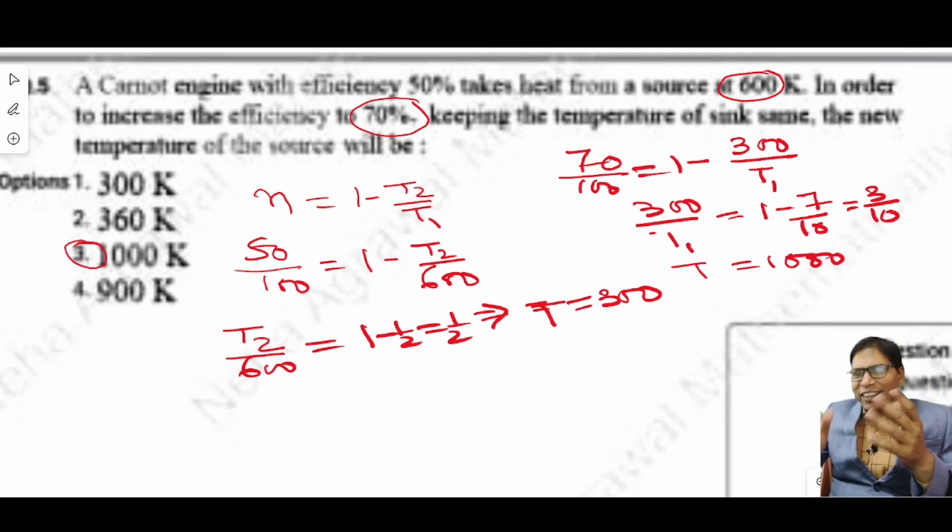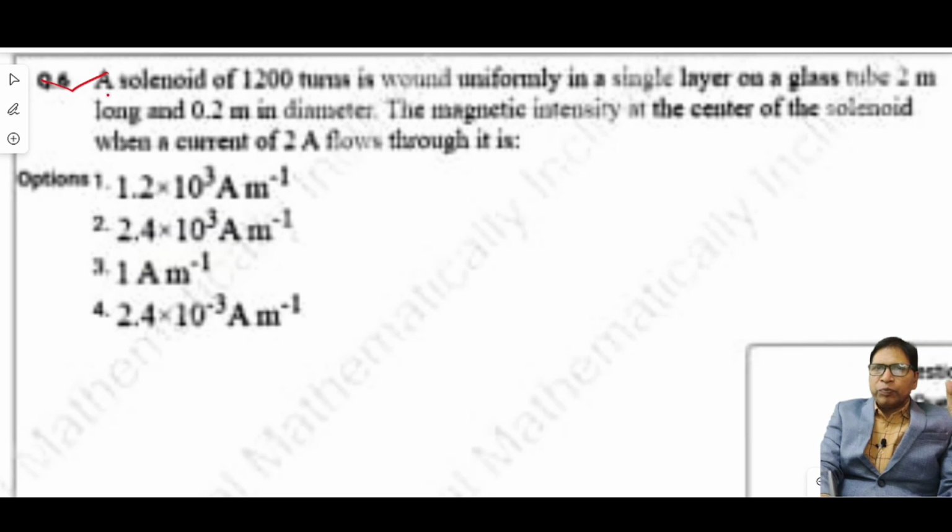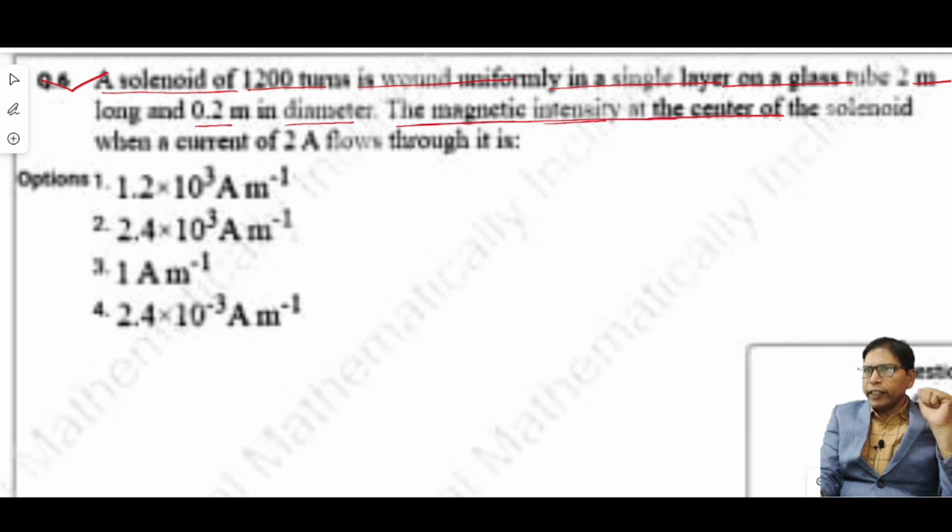Okay, next. Question number 6. A solenoid of 1200 turns is wound uniformly in a single layer on a glass tube 2 meters long and 0.2 meter in diameter. Find the magnitude of intensity at the center of the solenoid when a current of 2 ampere flows through it.